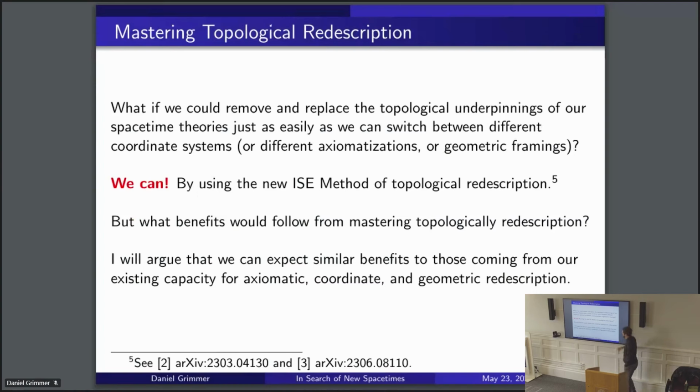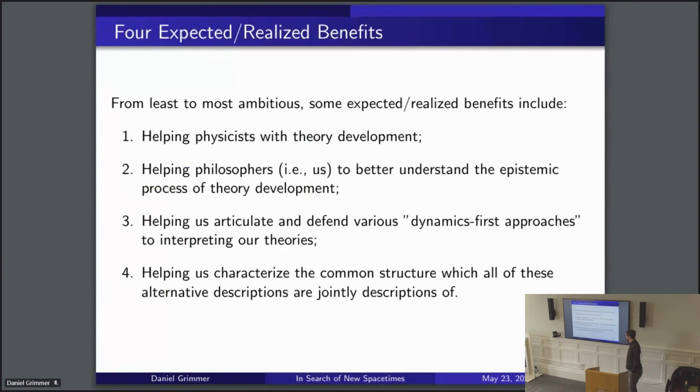Well, I argue in the thesis, this is mostly what part one of the thesis is about, we expect similar benefits to those coming from our capacity for coordinate, axiomatic, and geometric redescription already. So I can briefly review what those will be before we get into the details of this. From least to most ambitious, some expected or realized results: helping physicists with theory development, helping us philosophers understand the epistemic process of theory development, helping us articulate and defend various dynamics-first approaches to interpreting our theories, and helping us characterize potentially the common structure of which all of these alternative descriptions are jointly descriptions. Right? This is from, again, least to most ambitious, and I'll handle them in that order.